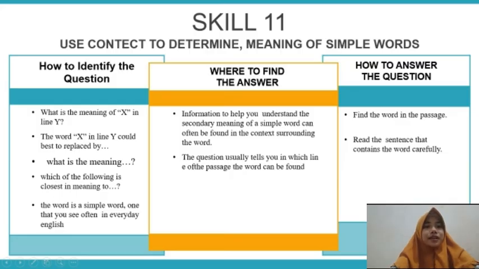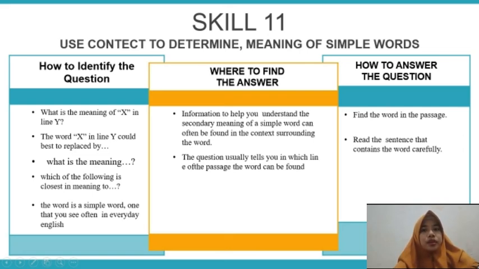Use context to determine meaning of simple words. Vocabulary questions containing simple words. How to identify the question. What is the meaning of X in line Y? The word X in line Y could be replaced by. Which of the following is closest in meaning to the word? The word is a simple word, one that you see often in everyday English.